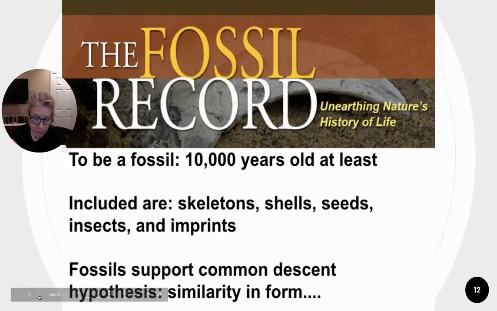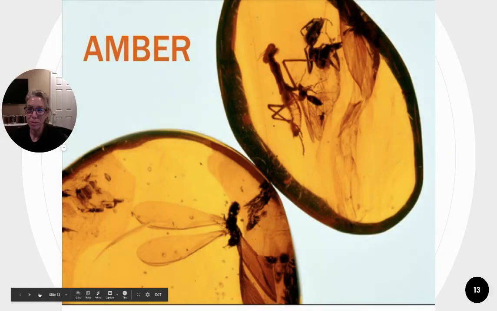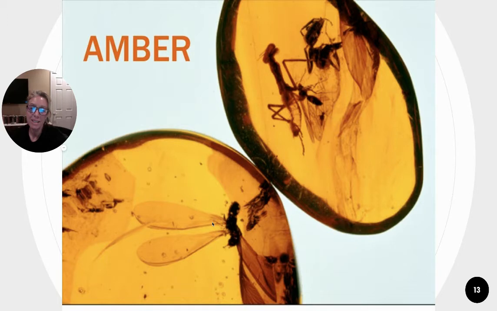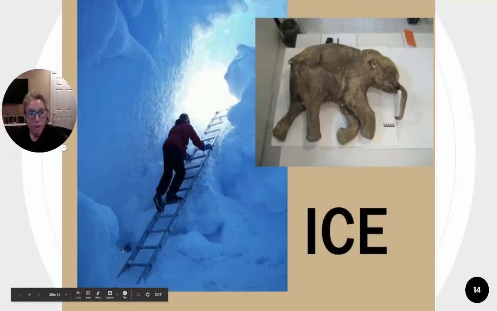So it must be at least 10,000 years old. Now let's go through a few types of fossils. So you've heard of amber, probably with Jurassic Park and what they did with that, right? But amber is like sap from trees. So you might find insects in amber, but you're not going to find a woolly mammoth in amber because it's not going to get stuck to a tree. You could find a woolly mammoth though in ice. That might be where it would be preserved.